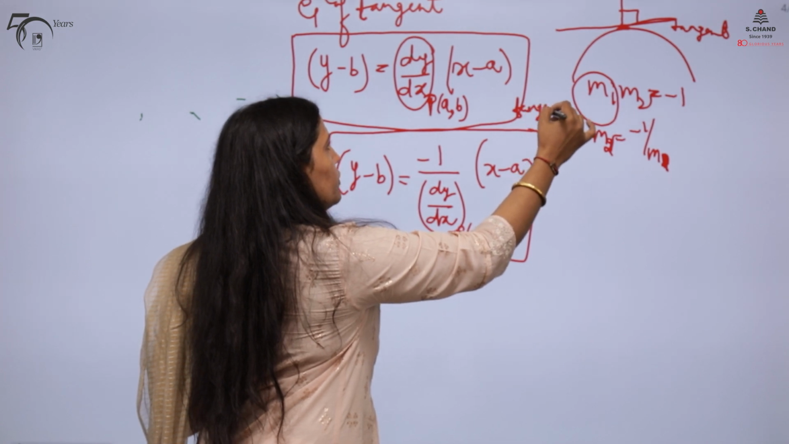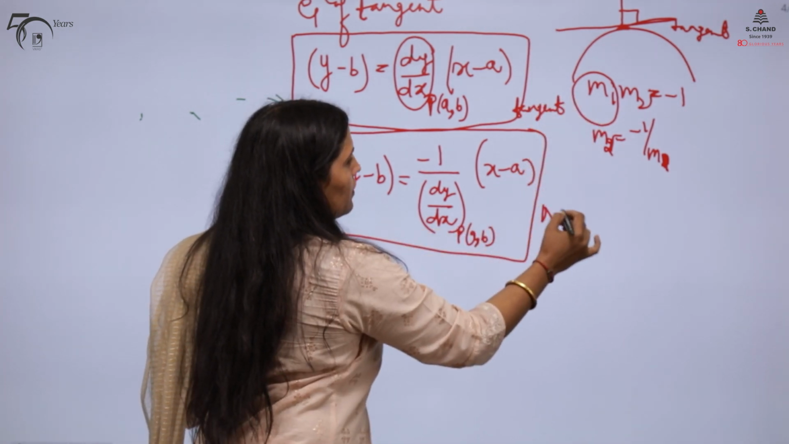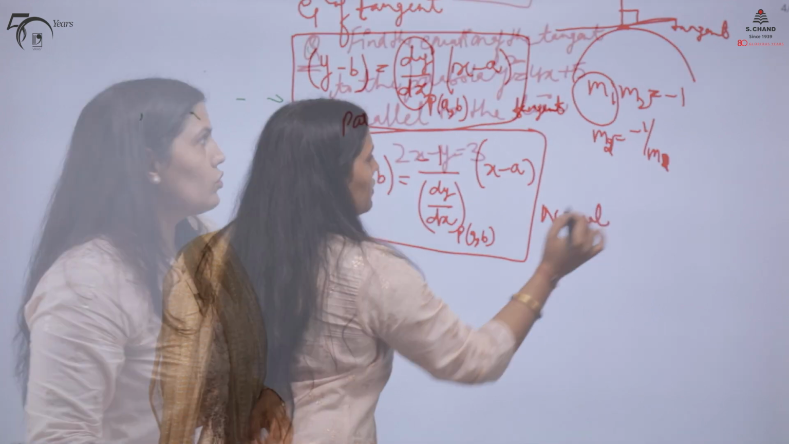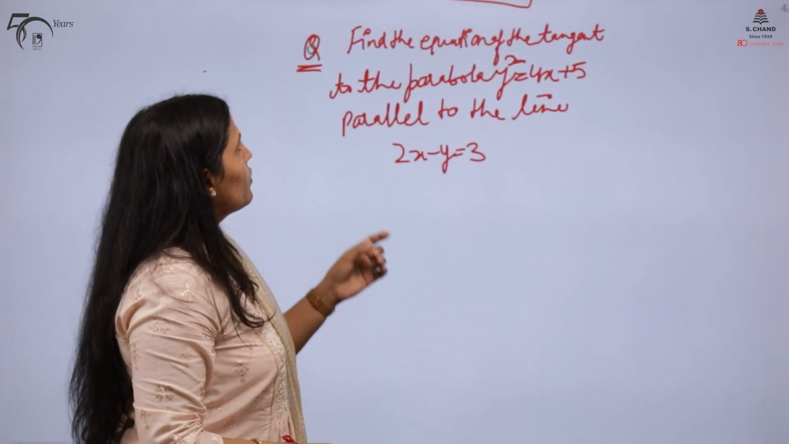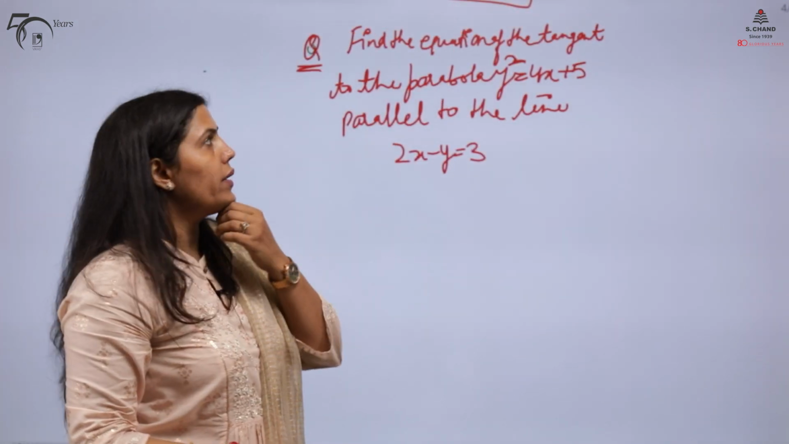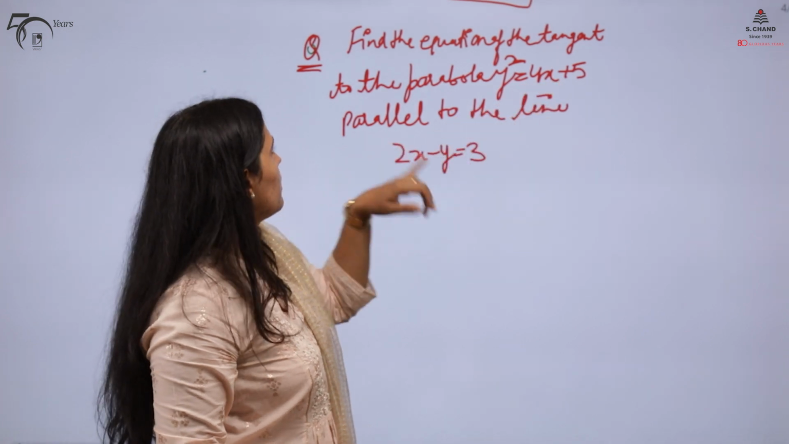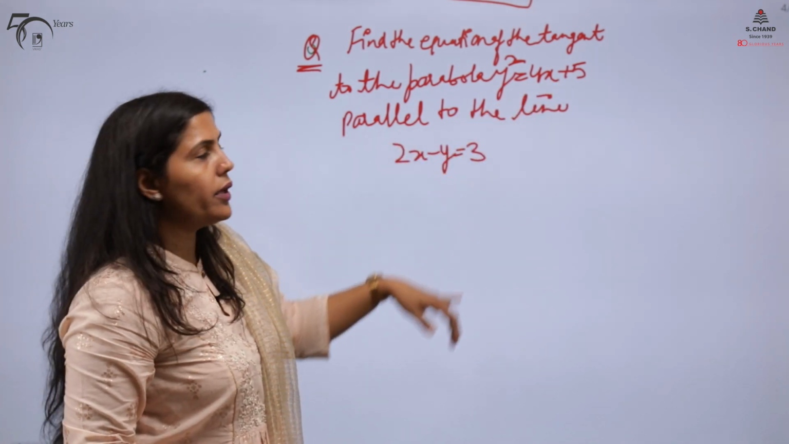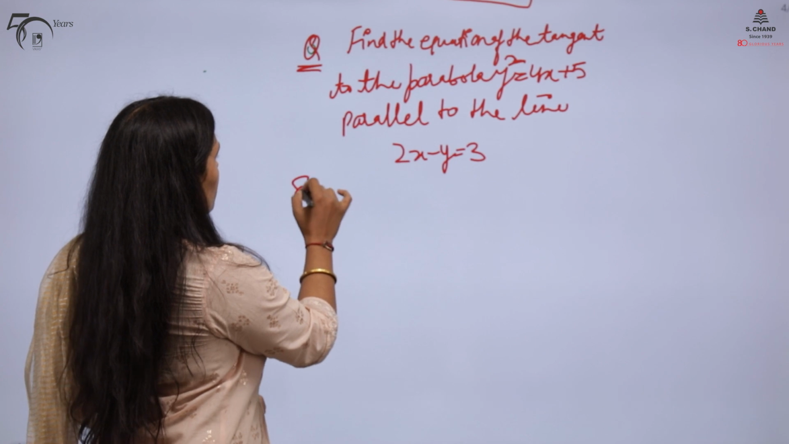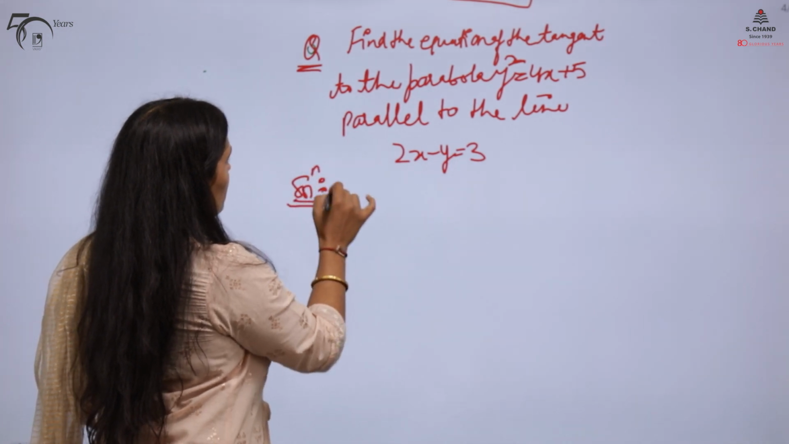This is the tangent equation and this is the normal equation. So let's take one example. Find the equation of the tangent to the parabola, parallel to the given line. What do you mean by parallel? I'll just let you know when we solve it.